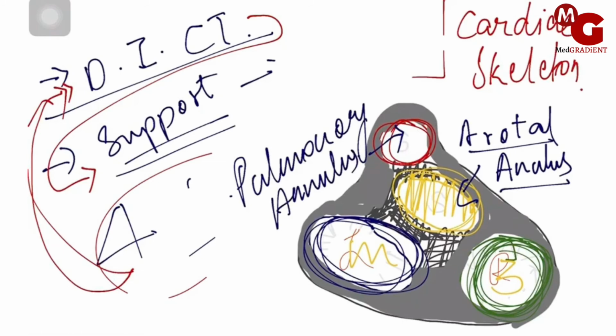So what do we know about the skeleton of the heart? The cardiac skeleton comprises four rings. It is made up of dense irregular connective tissue. It is a supporting structure that supports the valves, and we have the right ring supporting the tricuspid valve, the left ring supporting the mitral valve, the aortal annulus supporting the semilunar valve of the aorta, and the pulmonary annulus supporting the semilunar valve of the pulmonary trunk.